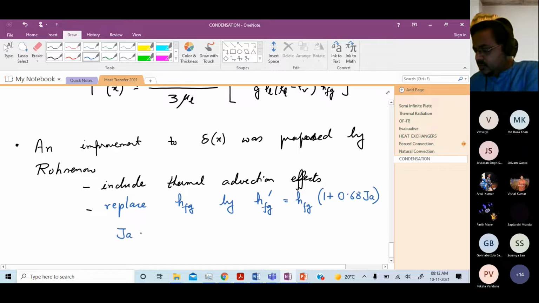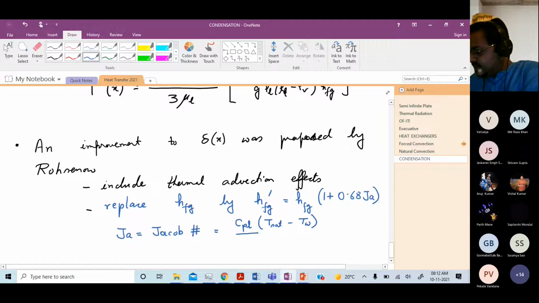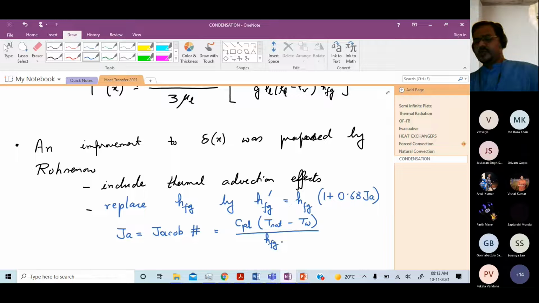Okay, so one more non-dimensional term. This is the Jacob number. And what is it? He says this is Cp of the liquid times Tsat minus Tw divided by HFG. Okay, Jacob number after Max Jacob, another stalwart of heat transfer.